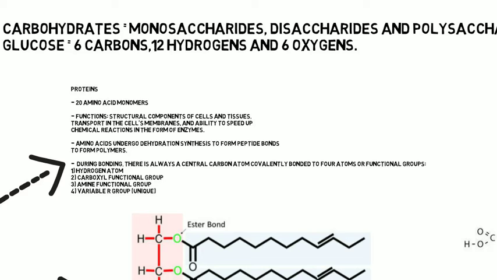When they come together during bonding, there is always a central carbon atom covalently bonded to 4 atoms or functional groups. One of the 4 is always a hydrogen atom, a carboxyl functional group, and an amine functional group. The 4th component is a variable R group, which is different for each amino acid. Proteins have 4 levels of physical structure.